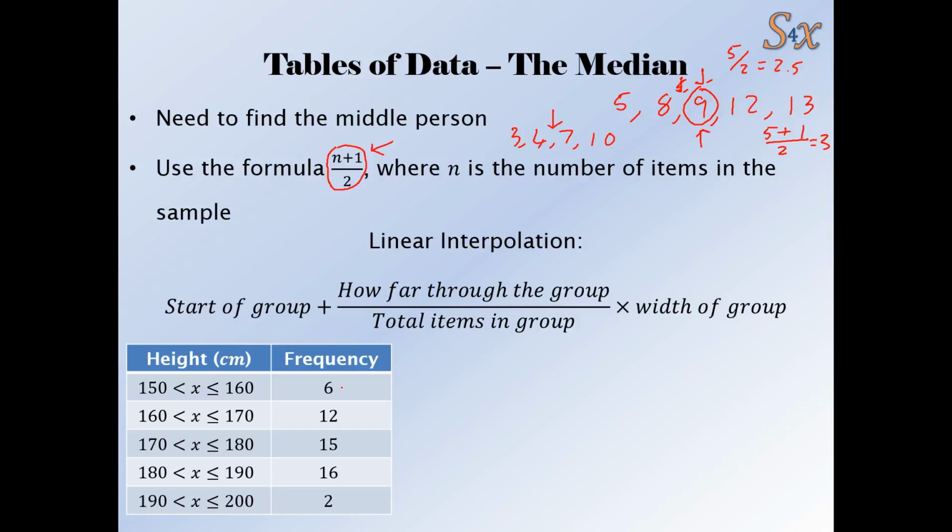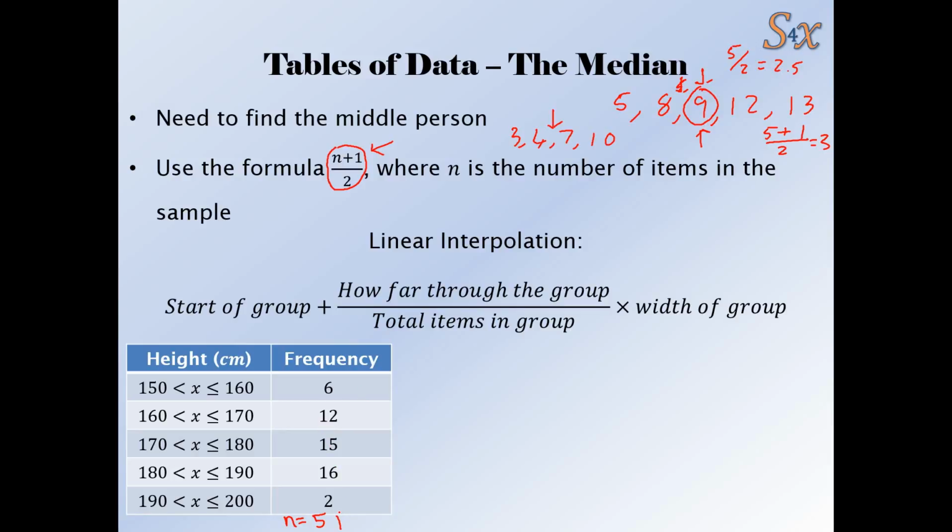First of all, we need to know how many people there are in this group. So there's 6 in the first group, 12 in the second, 15 in the third, 16 in the fourth, and 2 in the last one. That's 51 people overall. Okay, that's n. Remember, the n is the total number of people or the total number of items, because it's not always people.